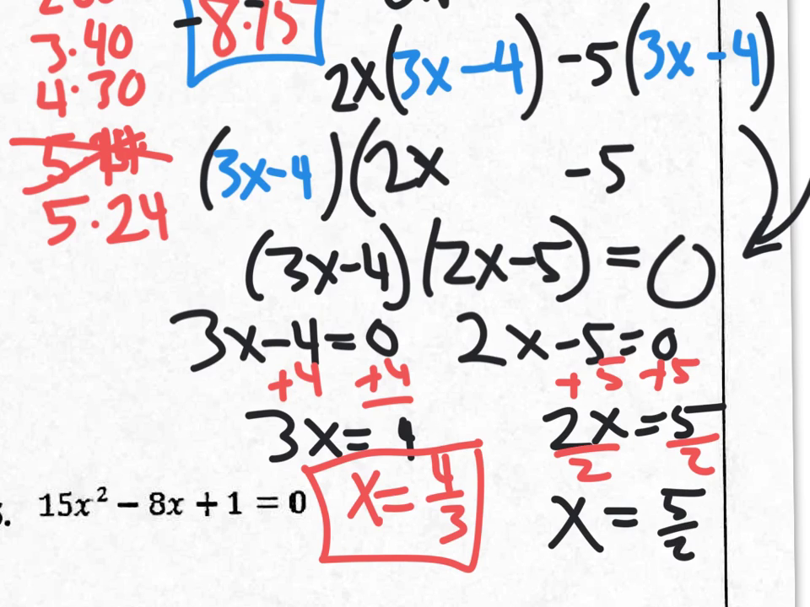You could leave it as 5 halves. You could rewrite it as 2 1/2. Whatever you want. Both of those are your answers. X equals 5 halves and x equals 4/3.